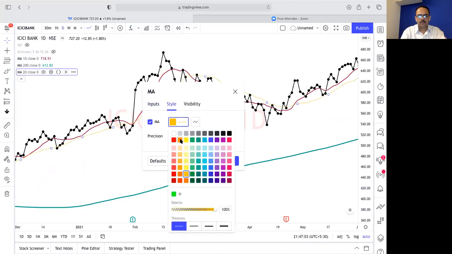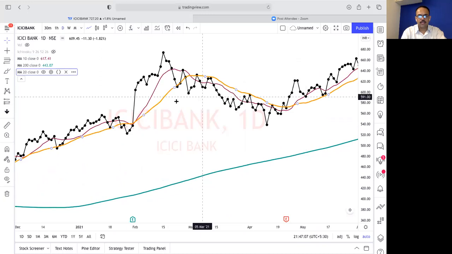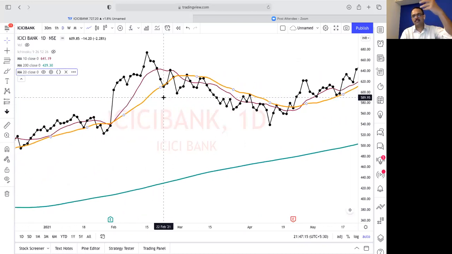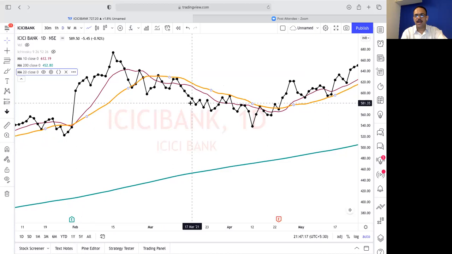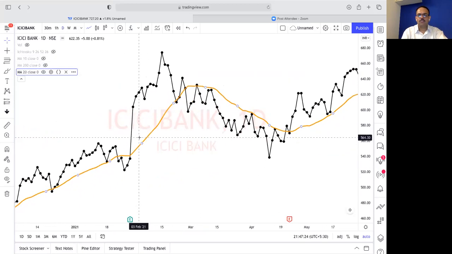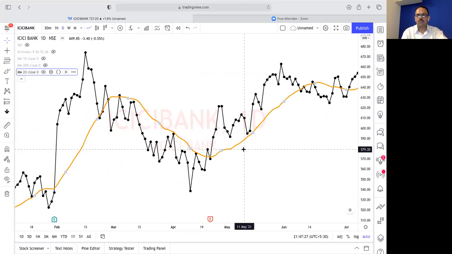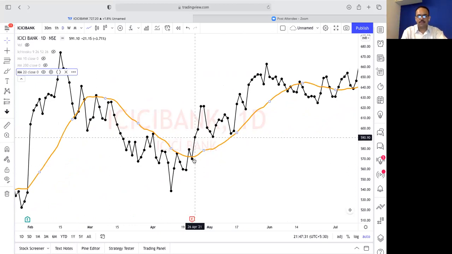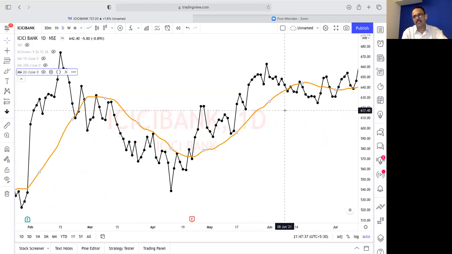Style, what color should I put? Let me keep it golden, a little darker. So I made this purple as the 10-day moving average. This is the 20-day moving average. So what people do is the same principle. They buy above the 20-day. I'll hide the 10-day and the 200-day. Some people love to go in and out very fast, right? So they will use 20-day moving averages. When it crosses, they will buy. When it crosses below, they will sell.